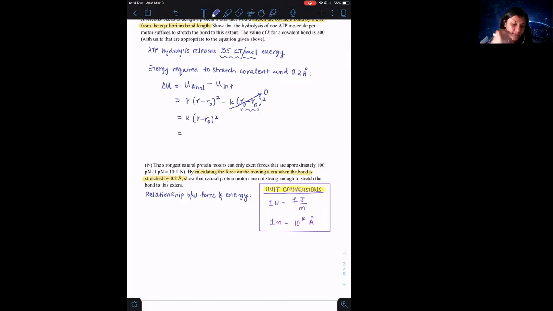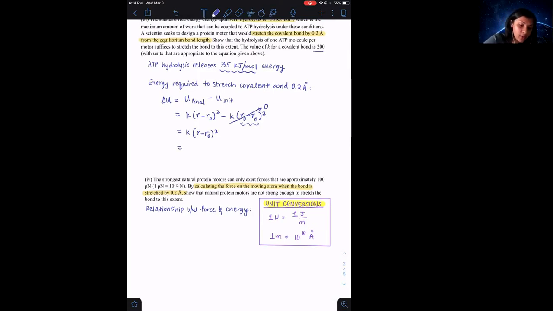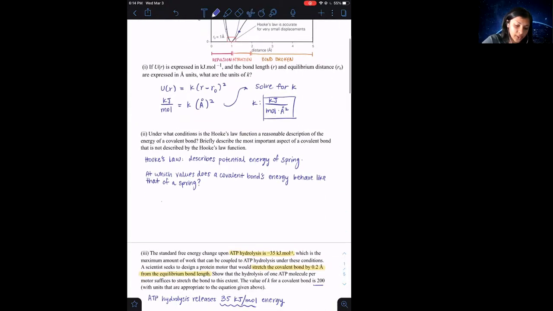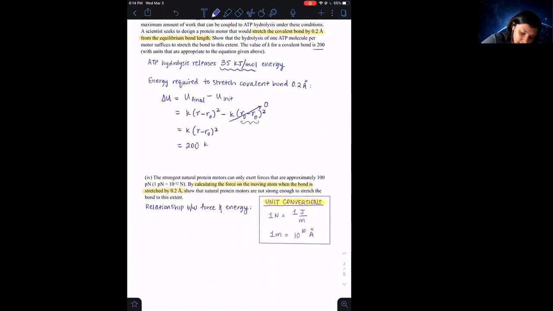And the value of K we're given is 200, and the units that we solved for in part 1 are kilojoules per mole angstrom squared. And then R minus R naught is the distance that we're stretching the covalent bond, which we are given is 0.2 angstroms, and that's what we're trying to calculate.